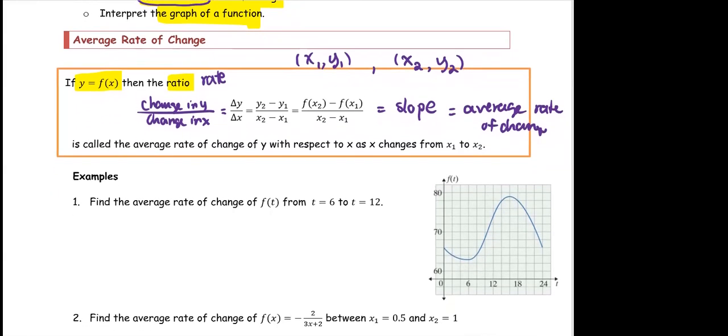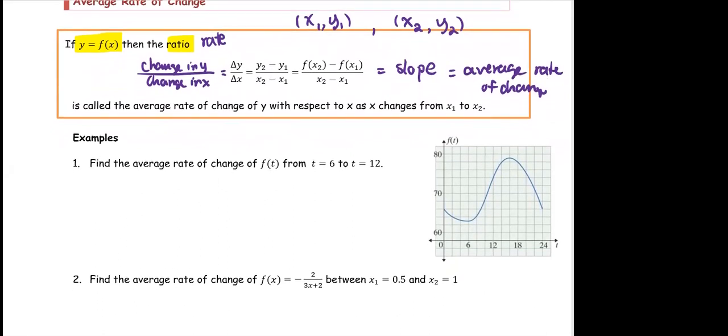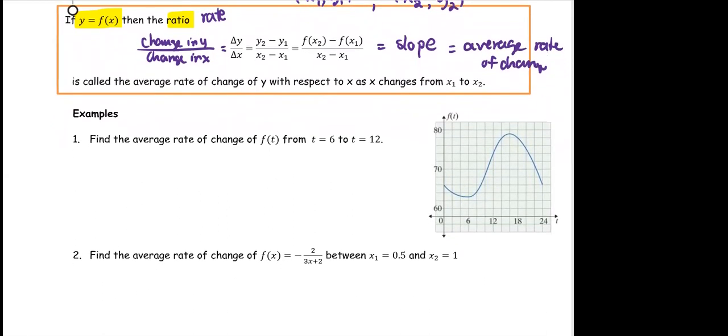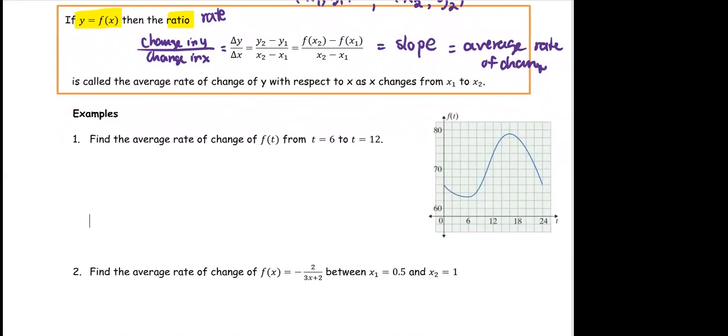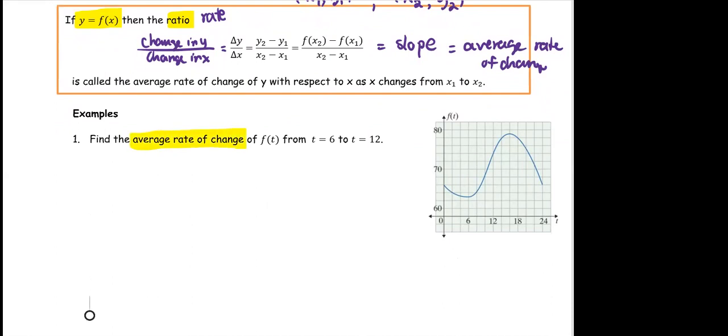Another way is the slope formula. From the graph that is provided, the graph is for number 1, not number 2, so I'm going to move it away a little bit. From the graph, we have the graph of the function f of t, and you are going to find the average rate of change, or technically the slope of the function, from the point t equals 6 to t equals 12.